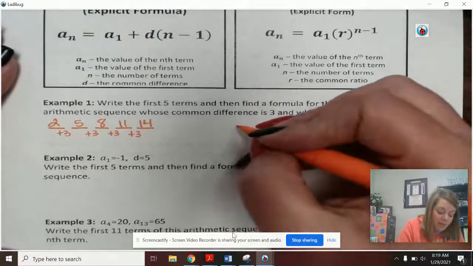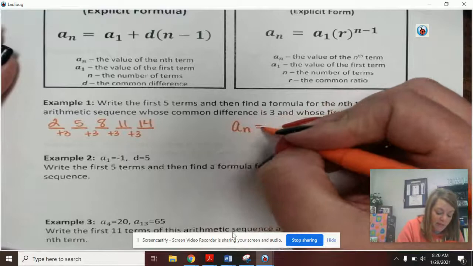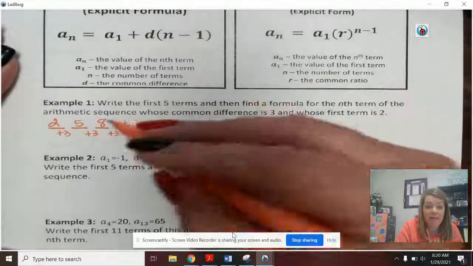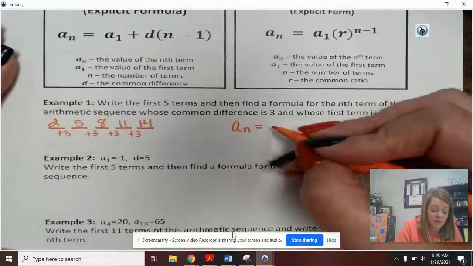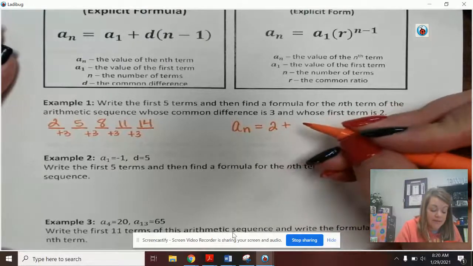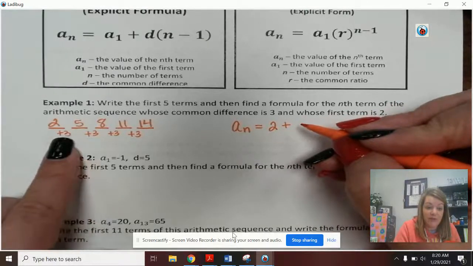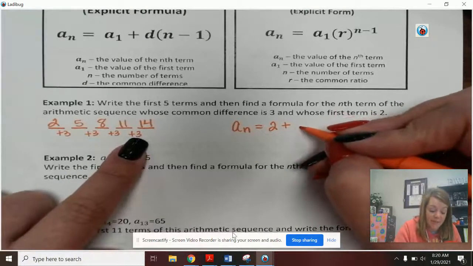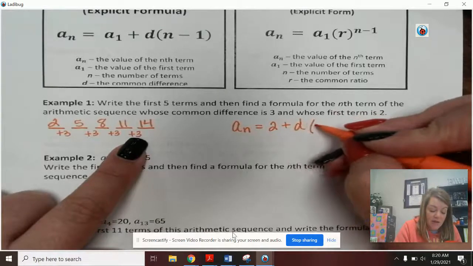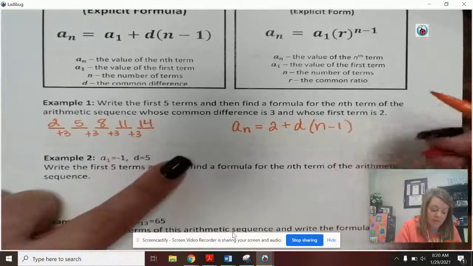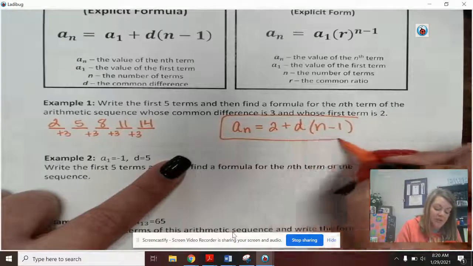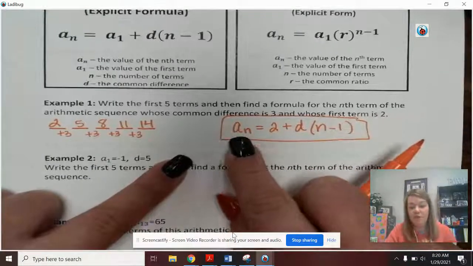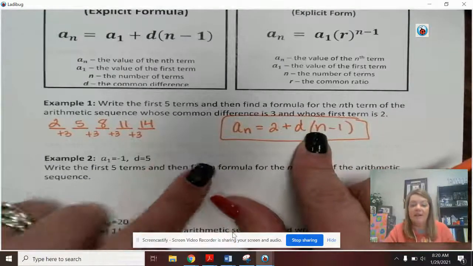So my formula will say a sub n equals, a sub 1 is 2, that's my first term, so 2 plus d, the difference is 3, okay, that was our d every time, times n minus 1. And that's the formula that you use. When you write the formula for the nth term, you leave the n in there exactly where it goes.